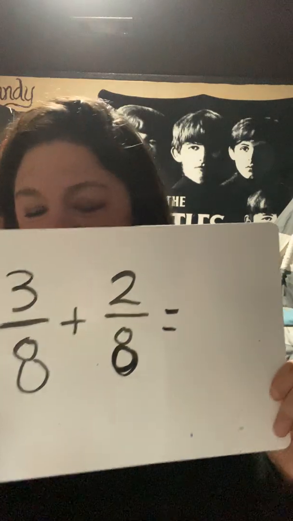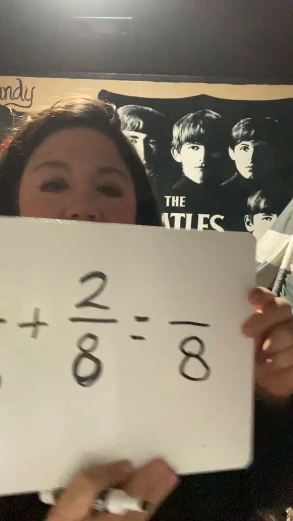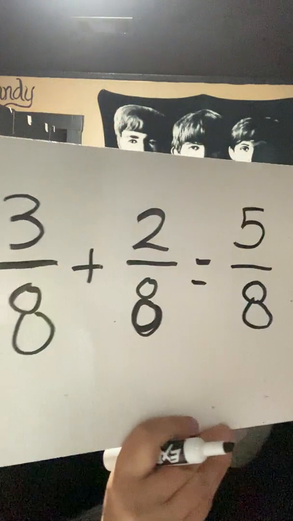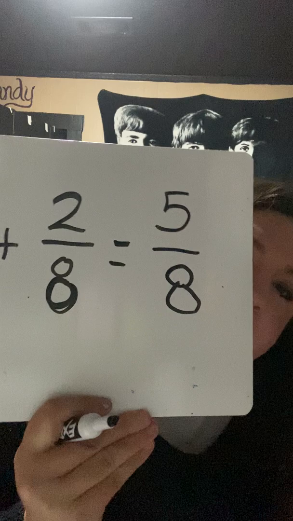3/8 plus 2/8. So write down 3/8 plus 2/8. Well, the bottom number stays the same. And then you add the top two numbers together. 3 plus 2 is 5. So write down 3/8 plus 2/8 equals 5/8.